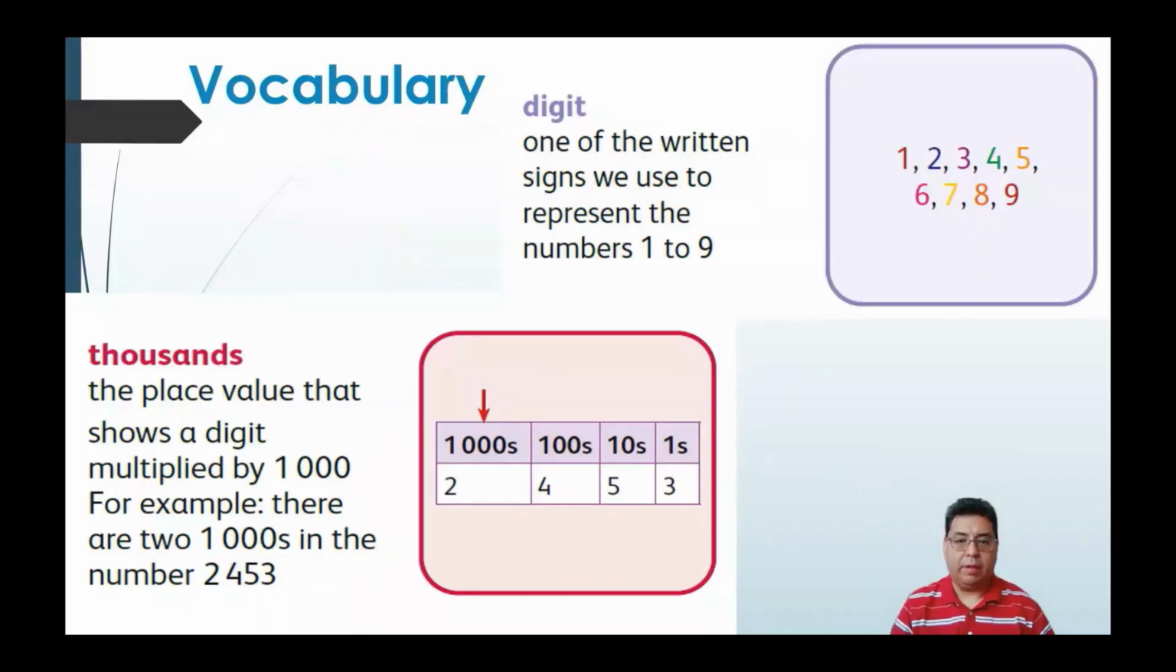So the vocabulary we're going to use for today's video in context will include the word digit, which is one of the written signs we use to represent the numbers 1 to 9. As you can see here, I've got numbers 1 to 9 here, and thousands, which is the place value that shows a digit multiplied by 1,000. For example, there are two 1,000s in the number 2,453. And again, I put an example there for you to see.